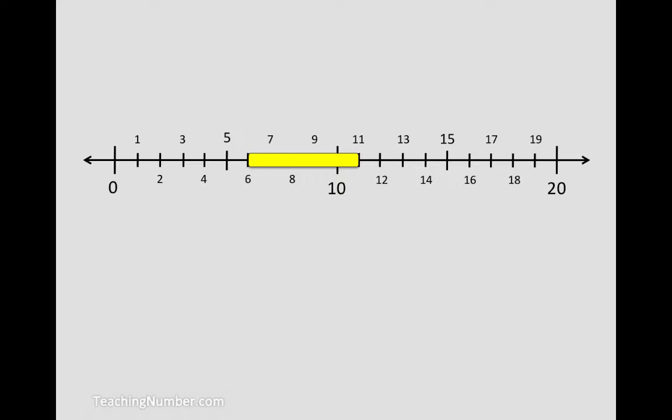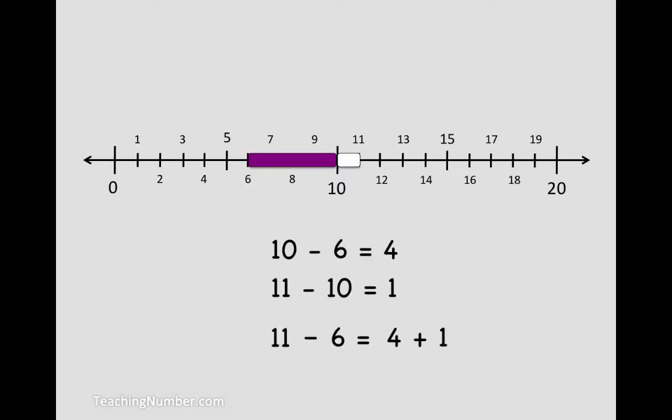Now, here's a trick about going from 10 to a number in the teens. Remember that 11 means 10 and 1. So I automatically know, without really even thinking about it, that to get from 10 to 11, I just need 1. So we can see that the distance from 6 to 11 equals 4 plus 1, which is 5.